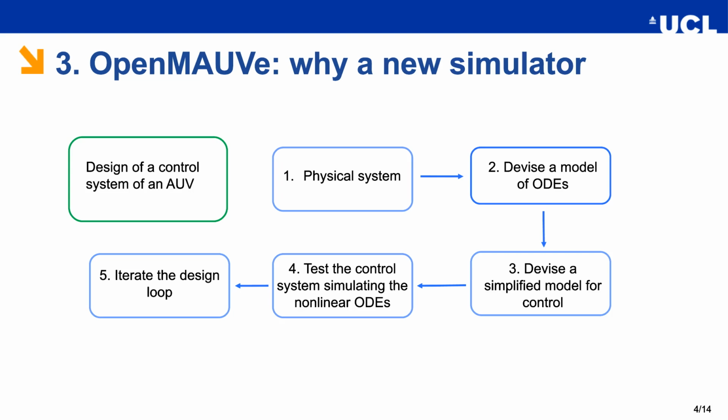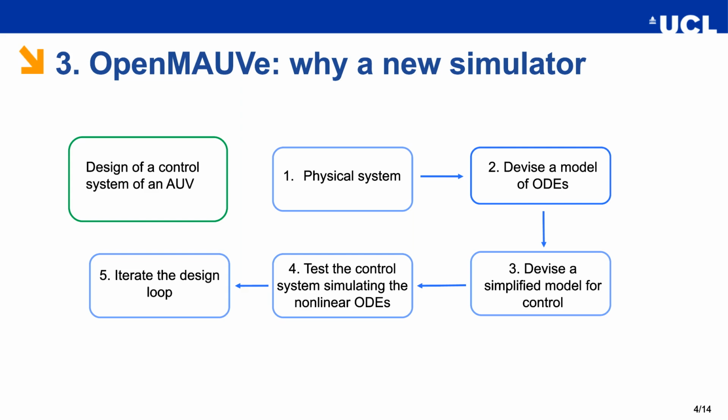Let us now proceed more specifically to the technical motivations behind the design of this new software tool. Assume that you want to develop a control system of an autonomous underwater vehicle. The typical design process encompasses a few well-known steps, which is anyway worth recalling briefly to illustrate the differences that OpenMAUVe introduces. First of all, you start by developing an analytical model for the physical system that you're targeting.